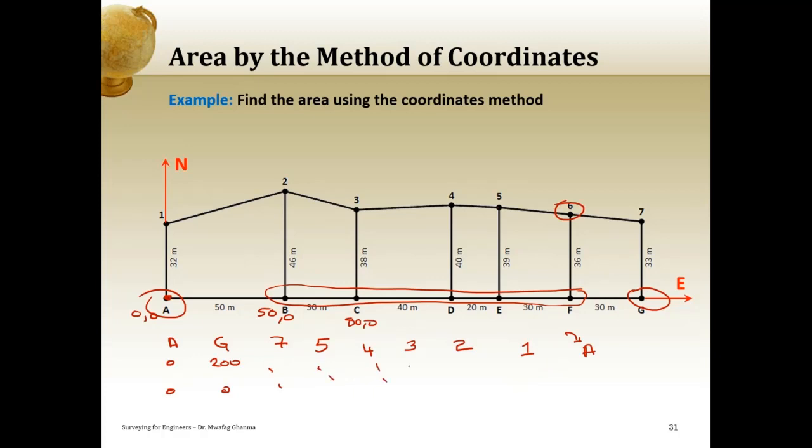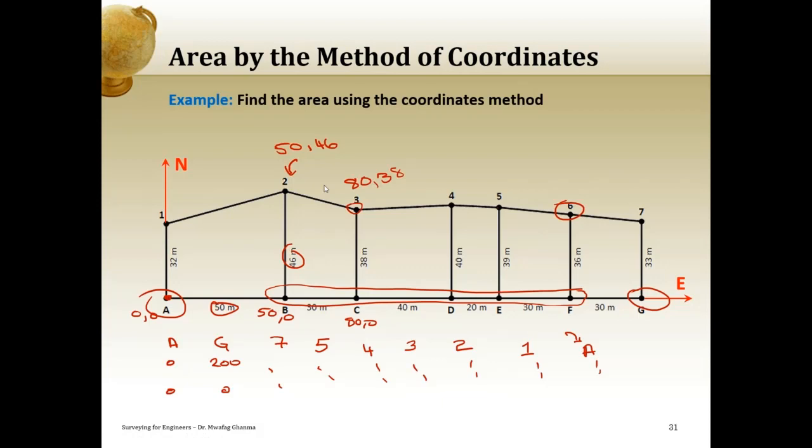I will list the coordinates after I calculate them. Like here, this is 50 and this is 46. So point 2, it is 50 in the E and 46 in the north. And the same thing for 3. It is 50 plus 30. This is 80 in the E and 38 in the north. So this is also what you should do in this case.